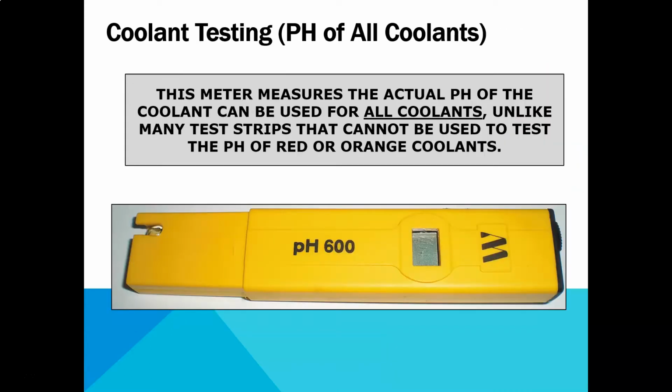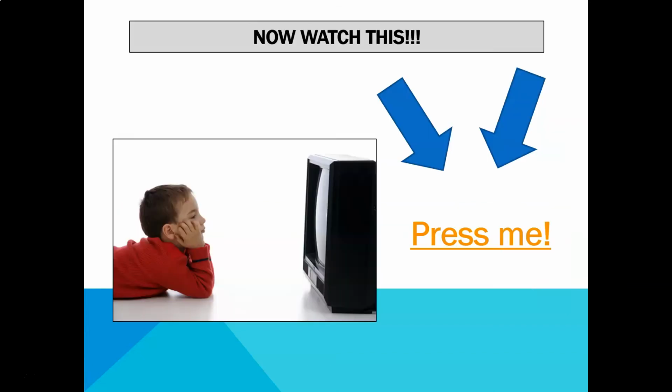Now, this is a higher level pH meter, right? A lot more efficient than the test strips, right? Notice that it can't be used for red or orange coolants. We don't have one of these, but know they exist.